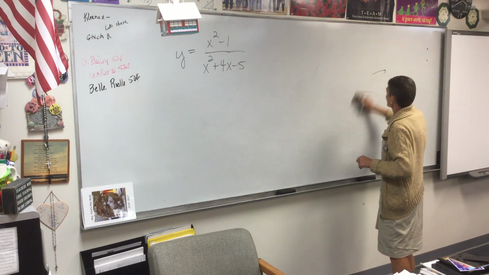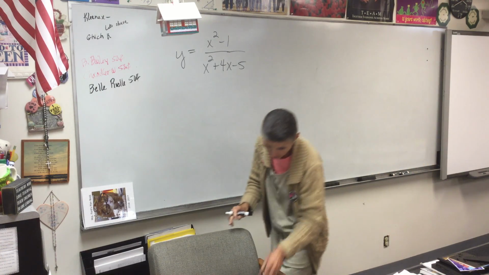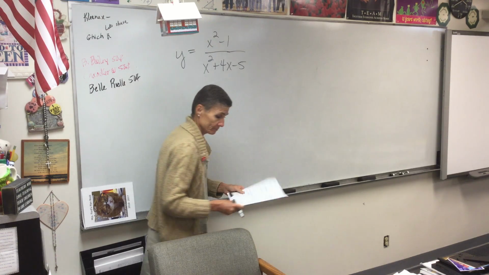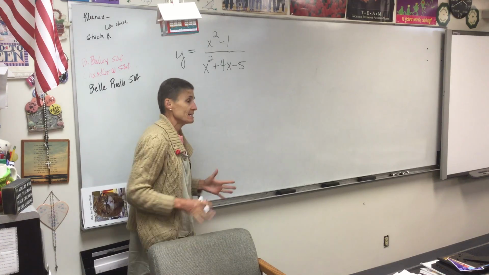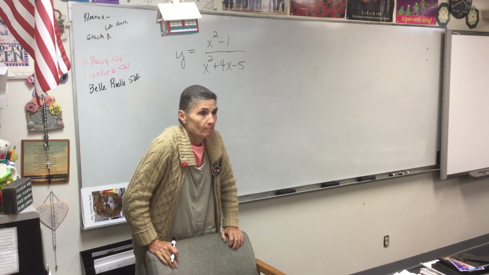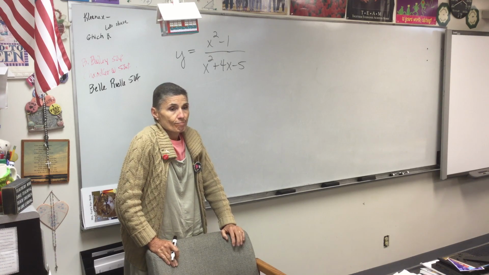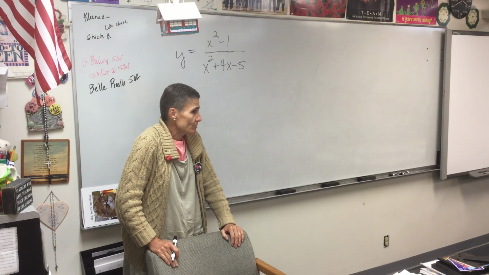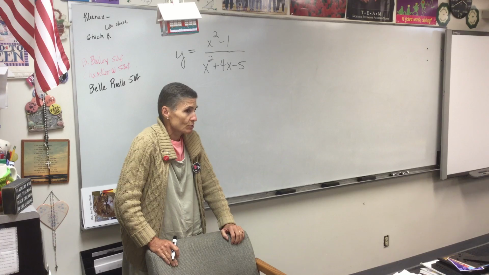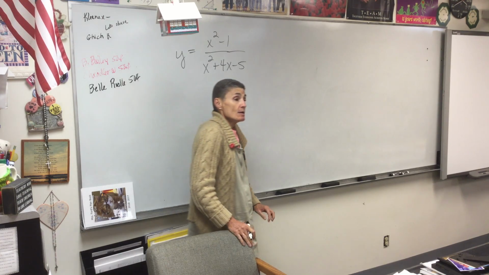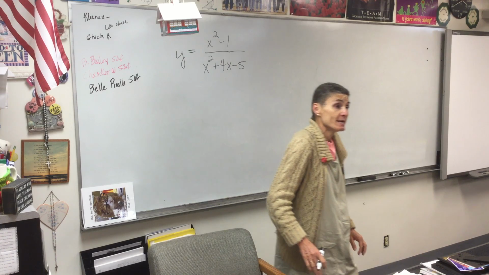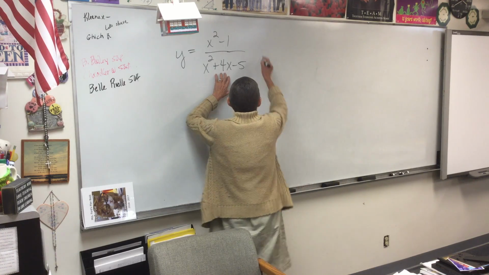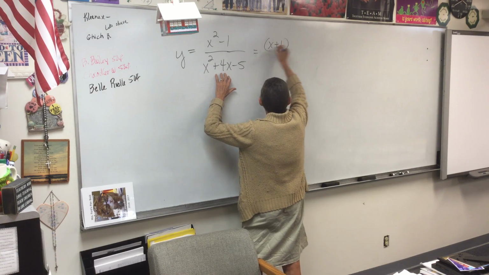How did I start? My job in this problem is to do what? What were my directions? Find the vertical asymptotes. Will somebody tell me where vertical asymptotes come from? Where do vertical asymptotes come from? The denominator. The denominator can never be 0. So what I'm going to do is start by factoring this problem.